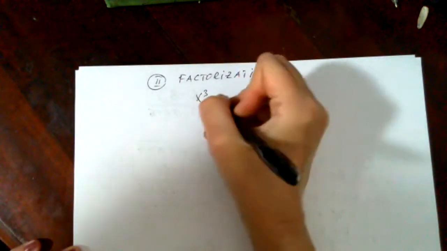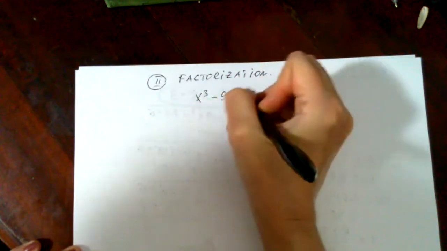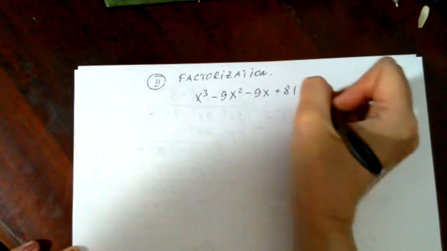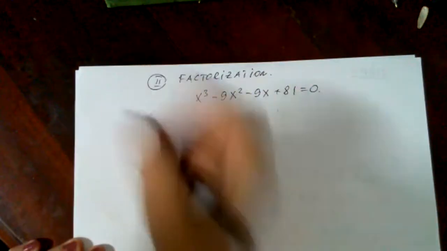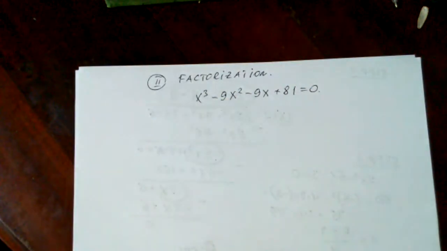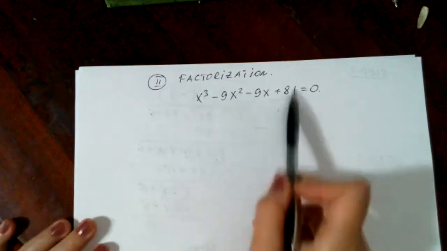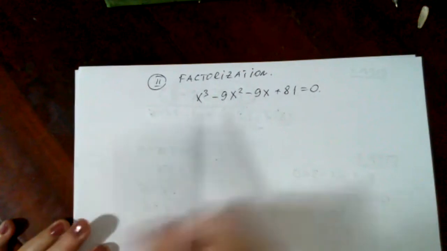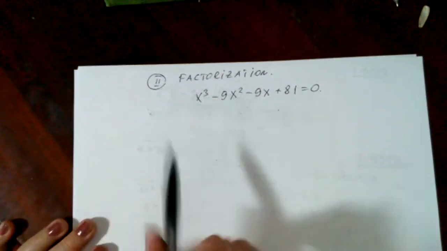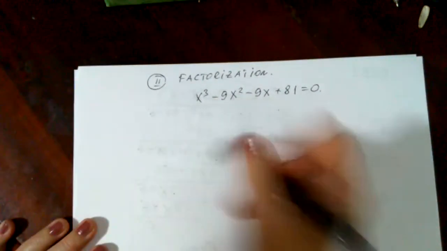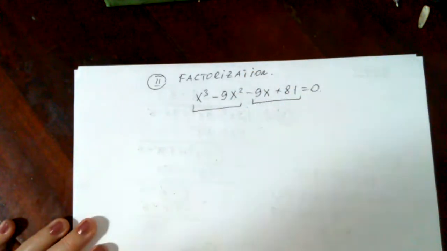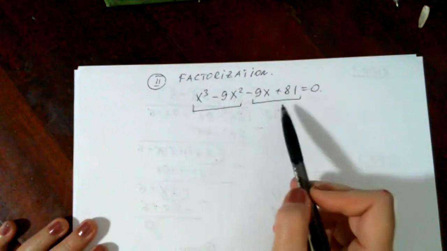Let me give you some nice example. So x cubed minus 9x squared minus 9x plus 81 is equal to 0. So example 2. This is our example 2. As you can see, this is another cubic equation, but unlike the previous one, it looks much nicer. Because if you have a closer look at it, you realize that these four terms can be grouped into two subgroups. This group, the group 1 and group 2.